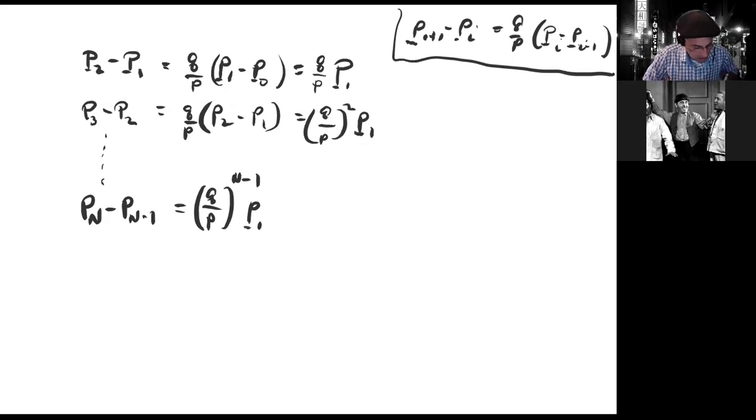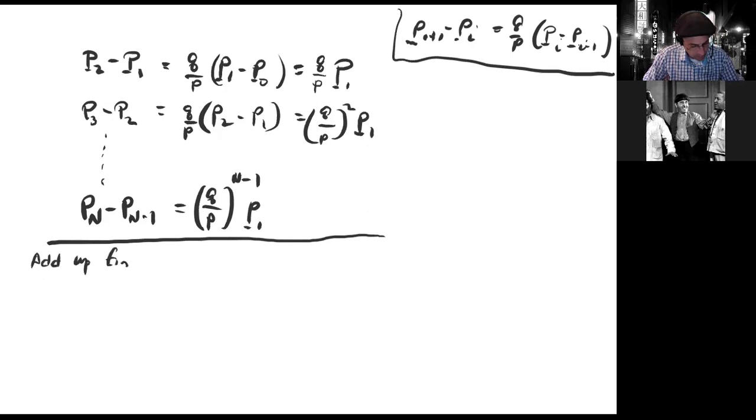Okay, so that's what we get, and what I'm going to do is add up the first i terms on both sides. Why am I doing that? Well, when I add p2 minus p1 to p3 minus p2, the p2s cancel and go away. And likewise, every time I add something, everything except the outer terms cancels. So what you're going to get is pi minus p1 if I add the first i terms on the left.